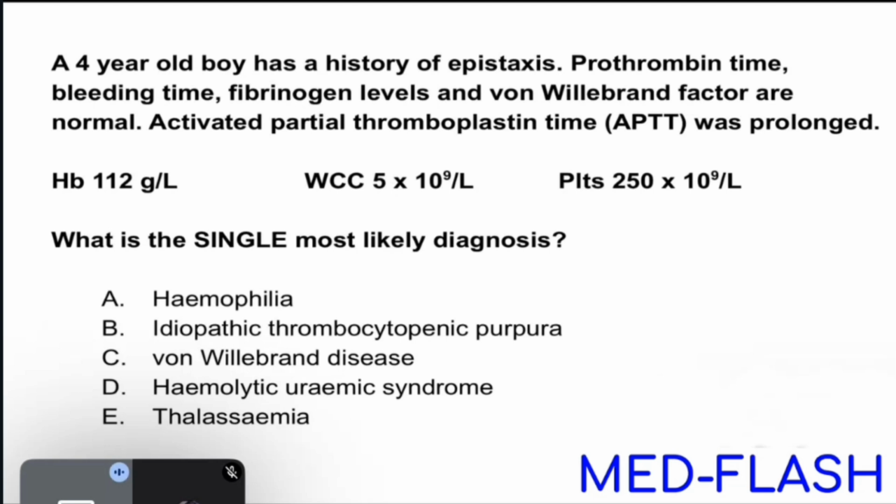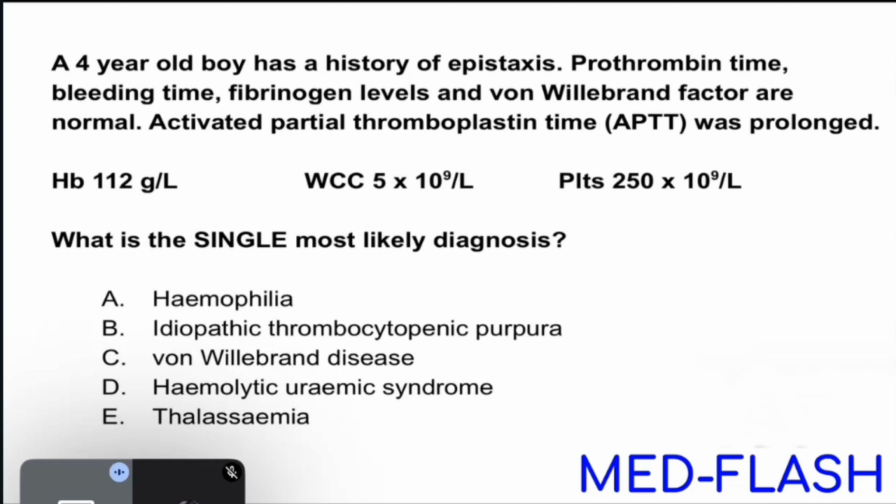So the answer has to be hemophilia. It can't be von Willebrand disease because again bleeding time is given to be normal. So that's a giveaway. It's not von Willebrand. And the other conditions are just there to fill in the options.